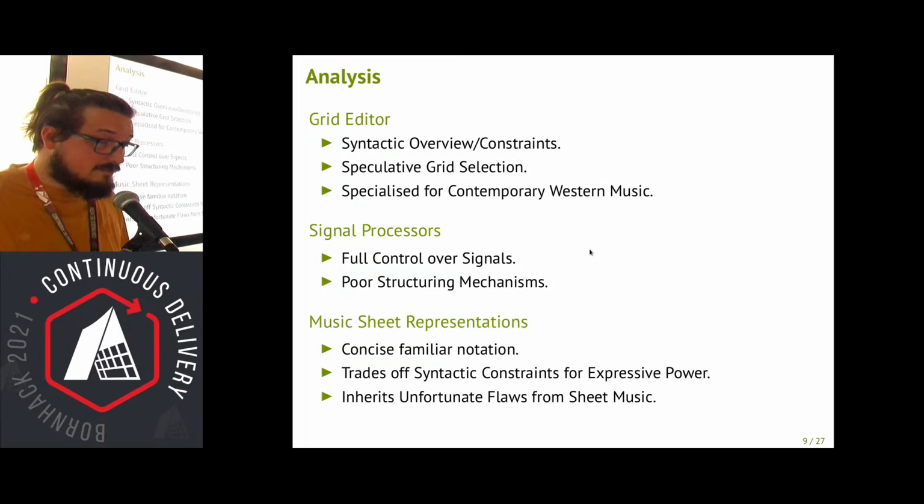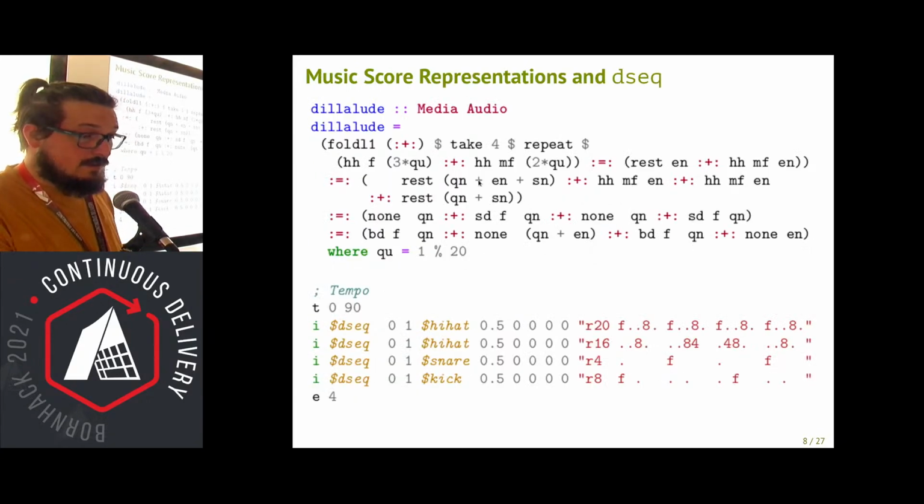Finally, we have the music sheet representations, and they have some pros too. My favorite pro is that it has a concise, familiar notation. For a musician, this QN variable here, which represents a quarter note, is very easy to understand. And talking about loudness, these variables here, forte and mezzo forte, are recognizable from a music sheet.